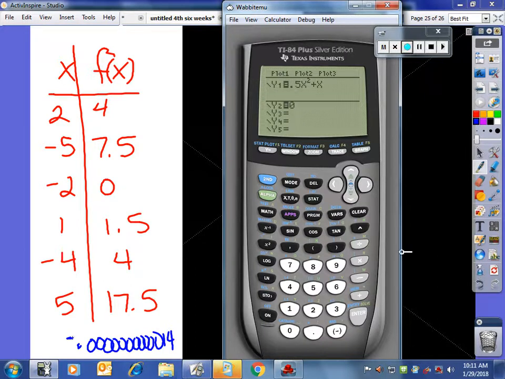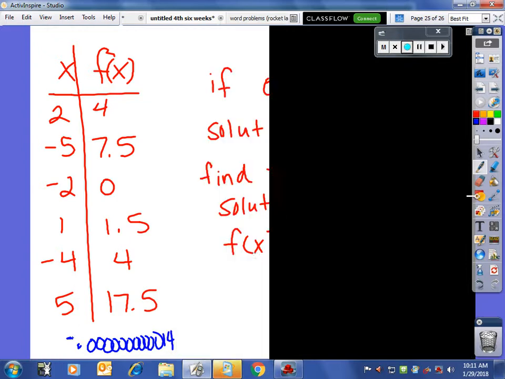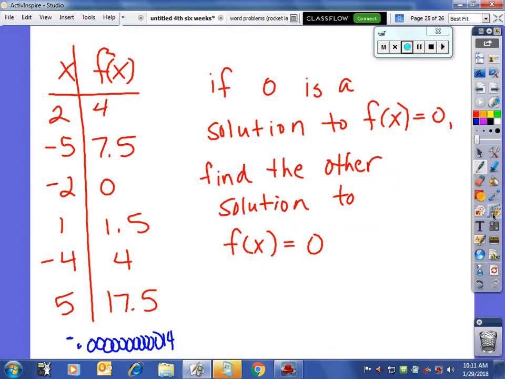Okay, now, all of that stuff, and we did something like this last week. But I just want to again point out to you how they can take something that is so simple and make it sound so complicated. Look at this problem. If 0 is a solution to f of x equals 0, find the other solution to f of x equals 0. Right here.